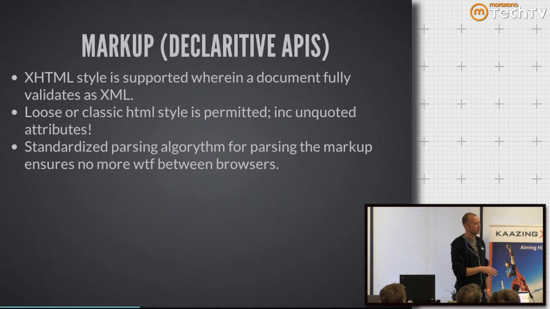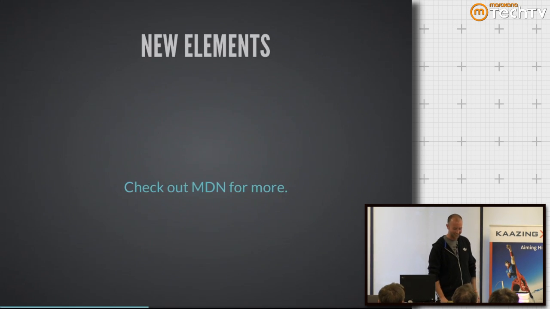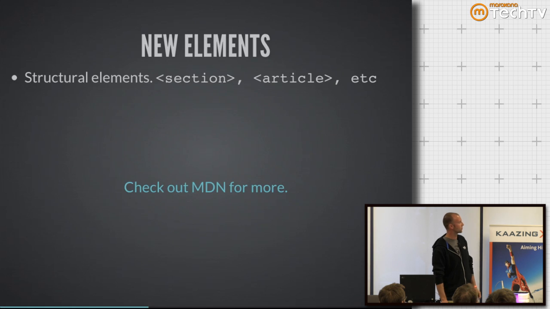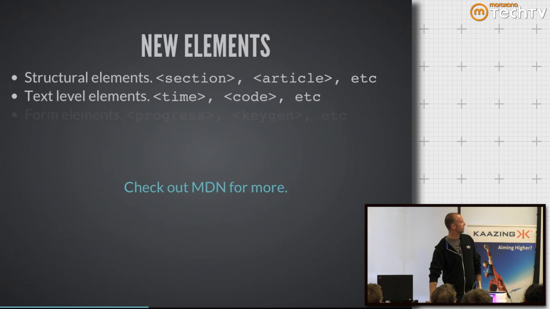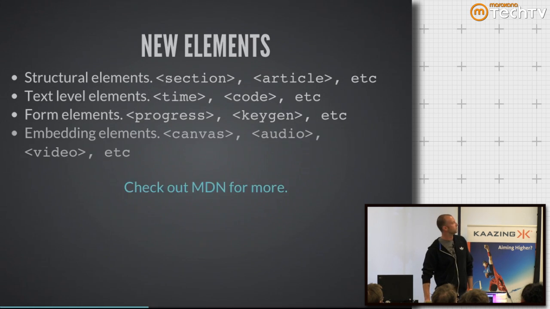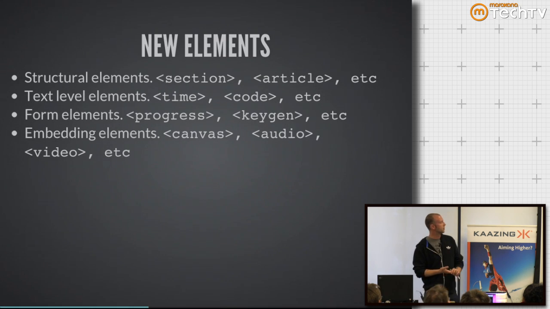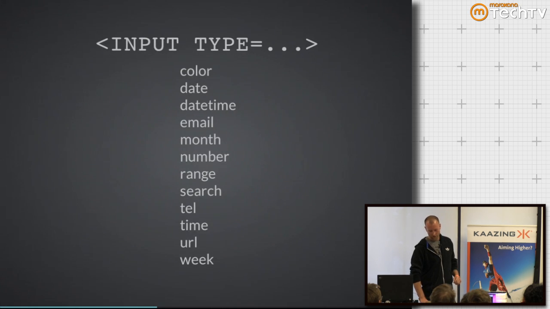We now have a standardized parsing algorithm, so there's one way to parse HTML5, which means that we get to have the same bugs across browsers. There's a bunch of new elements. There's structural elements. There's text level elements. Oh, the time thing, that was funny. There's some form elements, which are actually really useful. And then there's embedding elements, which are really interesting to me personally. The canvas element lets us paint pixels. Video and audio elements, in theory, would allow cross-platform video and audio.